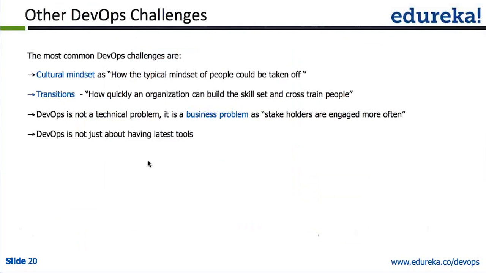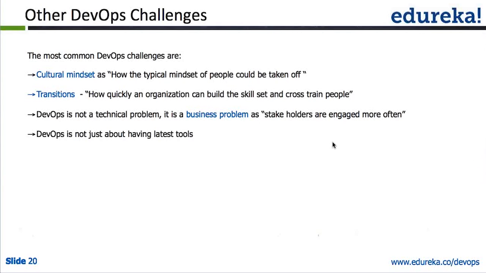Okay, moving on to the next one. Here are the DevOps challenges that we have. I think we have been talking about it, that it's a cultural mindset, as how the typical mindset of people could be: no, I am a dev, I do not want to know about how ops work and how my application works in production. Or I'm an operations person, I do not want to know how development or a particular application is being developed. So it's a kind of cultural mindset, and it's a transition from being a traditional IT organization or product company to more of a DevOps kind of mindset. It's a transition from doing a traditional way to DevOps way.